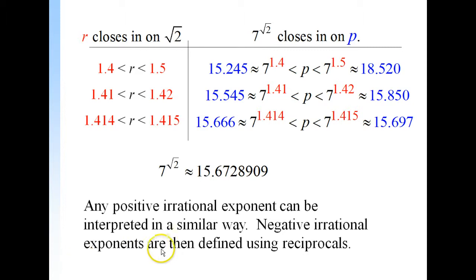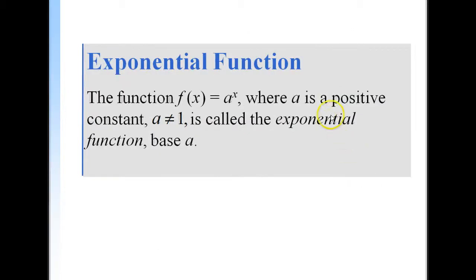Negative irrational exponents are then defined using reciprocals, as I mentioned in our text lesson. So the official way of writing an exponential function is, again, with our function symbolism, f(x) equals a to the x power, where a is a positive constant and a cannot equal 1, because 1 to any power is always 1, so they exclude 1. This is called the exponential function base a. So a is your base.